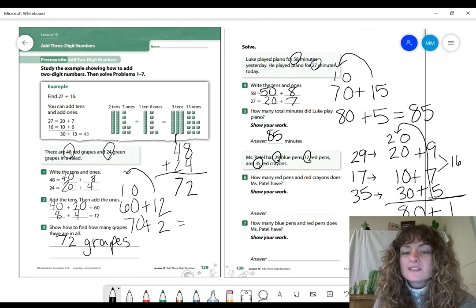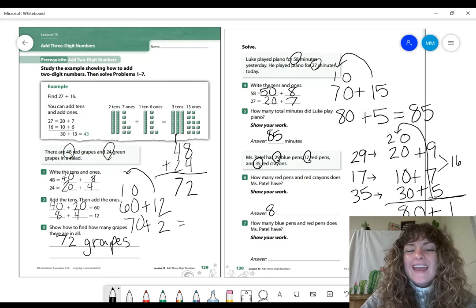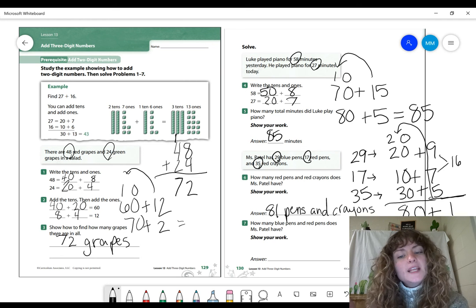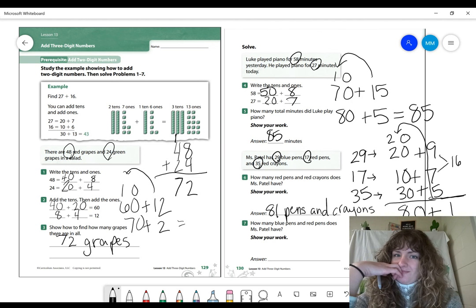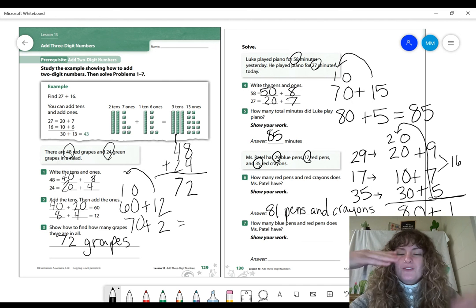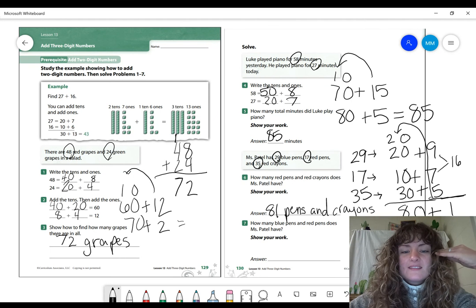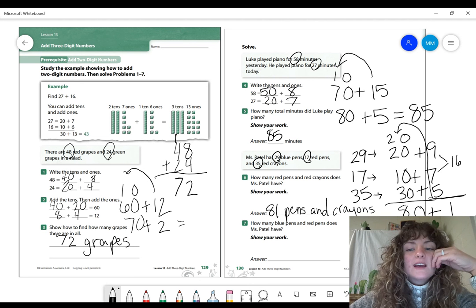How many pens and crayons does Miss Patel have? 81, let's say, pens and crayons. All right, and number 7, it says, how many blue pens and red pens? Oh, Smarties. Oh, no. I made an uh-oh. Do you guys see the uh-oh I made? Oh, my goodness. Number 6, it only wanted to know red pens and red crayons.